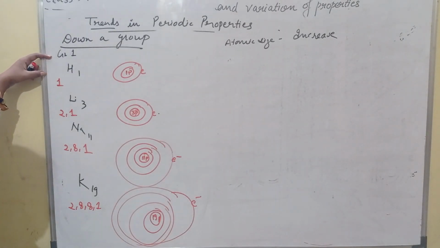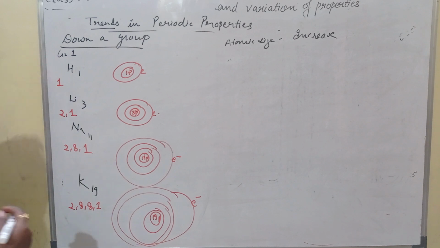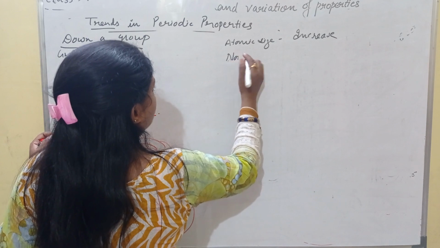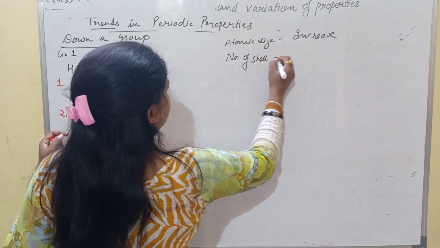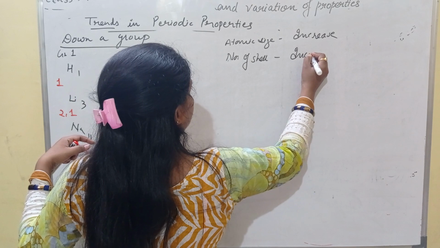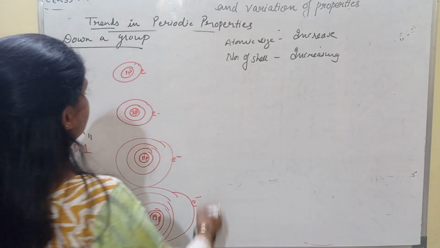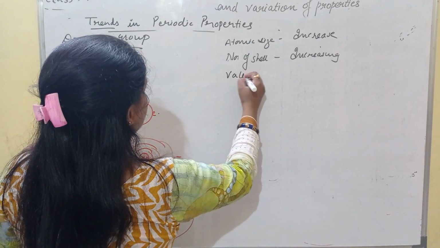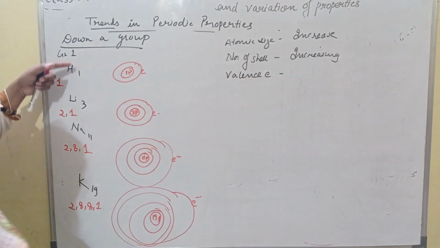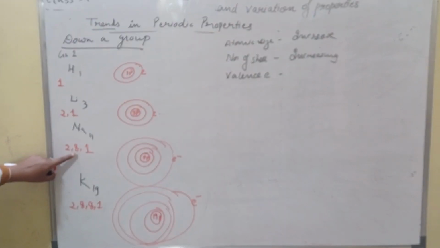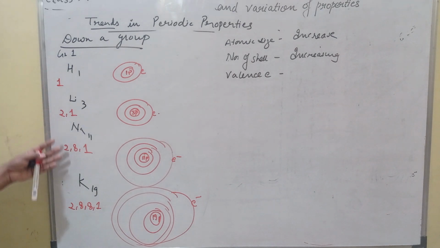Along a period, what was happening? Atomic size was decreasing, and down a group it will increase. Next is the number of shells. This is also increasing. Then valence electrons. You can see from the electronic configuration that the valence electron count is the same for all the elements. This we have already discussed.